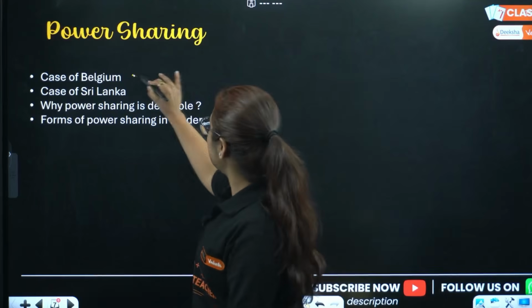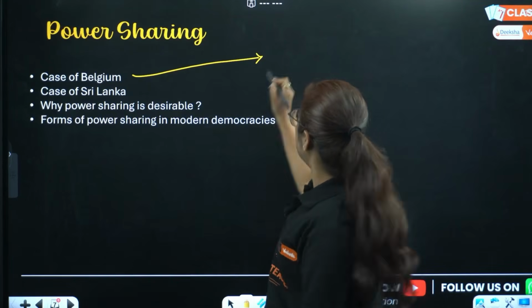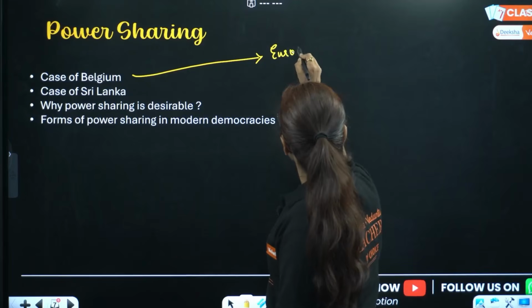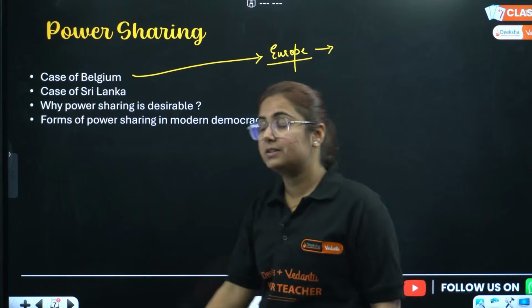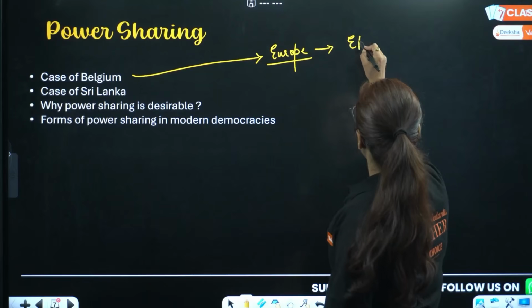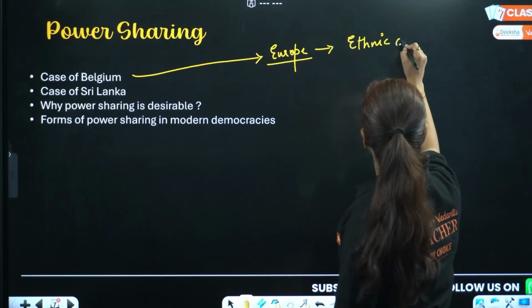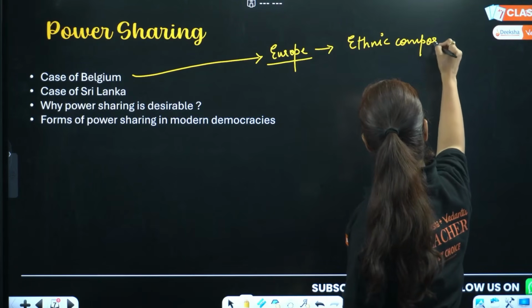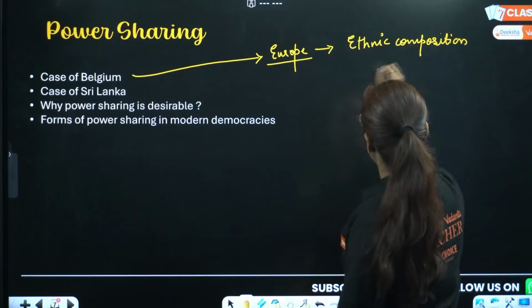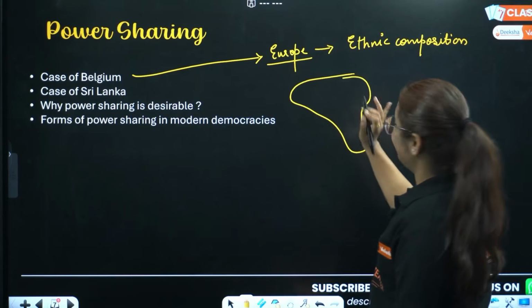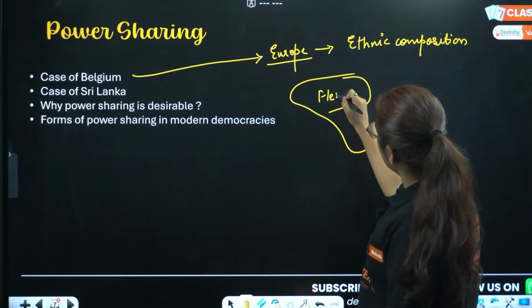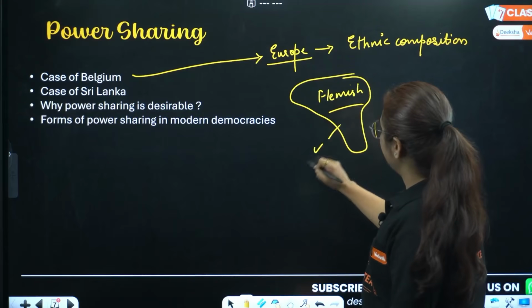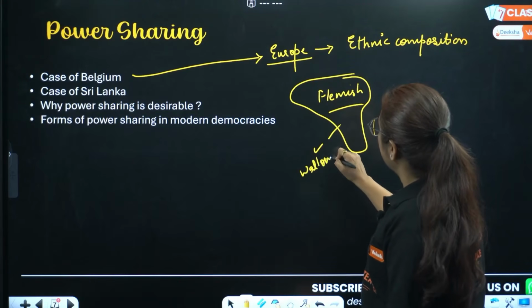So I'll start with the case of Belgium. Belgium is a country in Europe, right, in the continent Europe. It is a democratic country, but what happens? There was a problem of ethnic composition there. What was the problem, my dear student? Ethnic composition was such that, in a rough map, looking like a gun by the way, this was the Flemish region, and this was the Wallonia region. Very, very bad map.